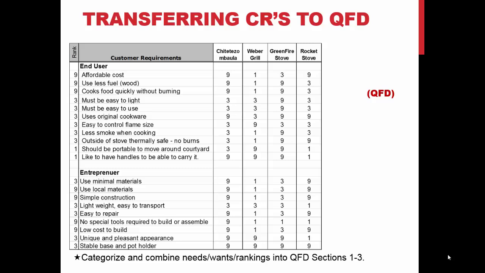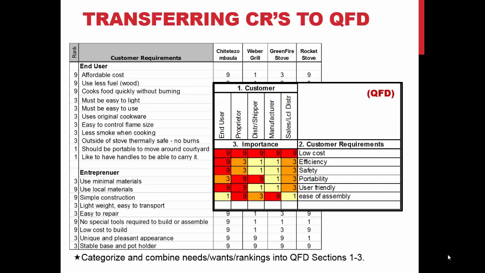So here we have again the worksheet showing the customer requirements, their rankings, and the competitive products. If we take a look at the customer and customer requirements section in the QFD, we can see very clearly we can put our customer requirements in here by taking the list that is available with the customers on the customer requirements sheet and compiling them. If we take a look at low cost, we can see that exists in both customers, so we can put that there. We also have efficiency, less wood, cooks food quickly without burning, easy to control flame size.